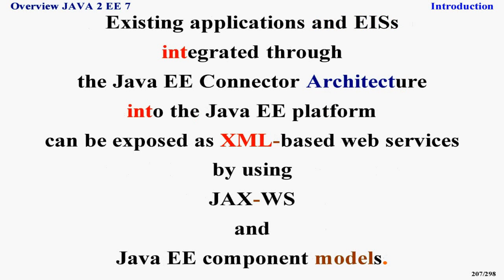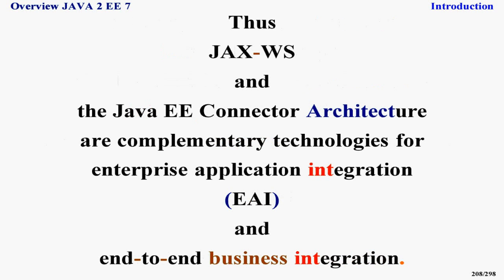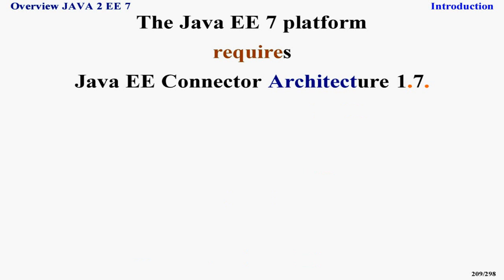Existing applications and EISs integrated through the Java EE Connector Architecture into the Java EE platform can be exposed as XML-based web services by using JAX-WS and Java EE component models. Thus JAX-WS and the Java EE Connector Architecture are complementary technologies for enterprise application integration, EAI, and end-to-end business integration. The Java EE 7 platform requires Java EE Connector Architecture 1.7.